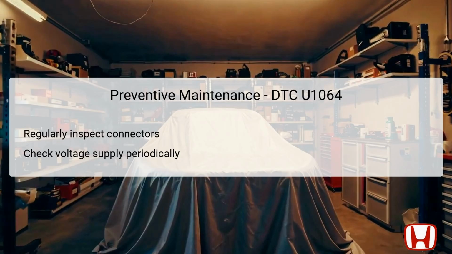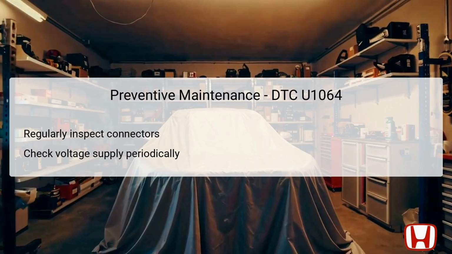To prevent the reoccurrence of issues like DTC U1064, it is advisable to implement regular preventive maintenance strategies. One key practice is regularly inspecting the electrical connectors associated with the seat heater control unit and climate control unit. Ensure that all connectors are secure, free of corrosion, and in good physical condition. Periodic checking of the voltage supply to these components can help identify potential faults before they result in a failure. By maintaining clean connections and verifying voltage periodically, you can enhance the lifespan and reliability of the vehicle's heating system.